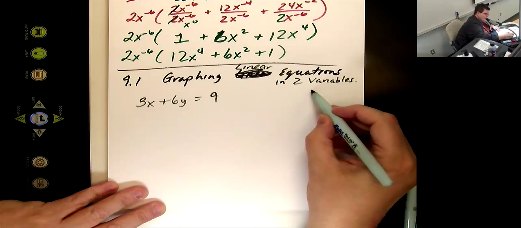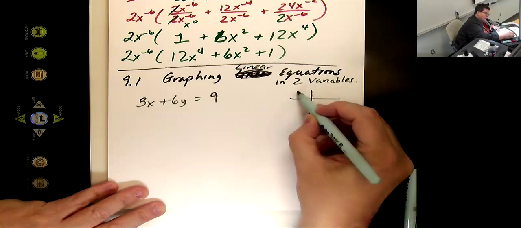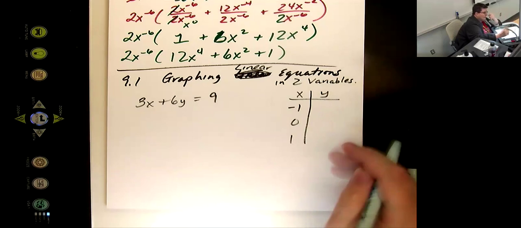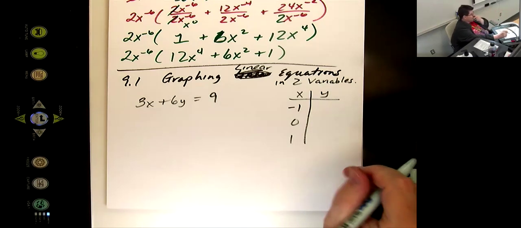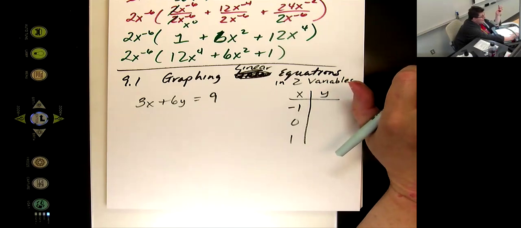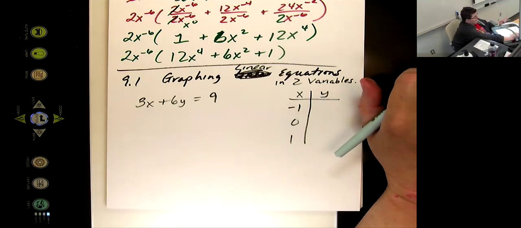So one way is making a table. And common values to do are -1, 0, and 1. You kind of want to do 3 points. It only takes 2 points to make a line. But the third point will make sure that you didn't choose wrong. Because if one of the points was wrong, then they're not going to line up when you graph them.